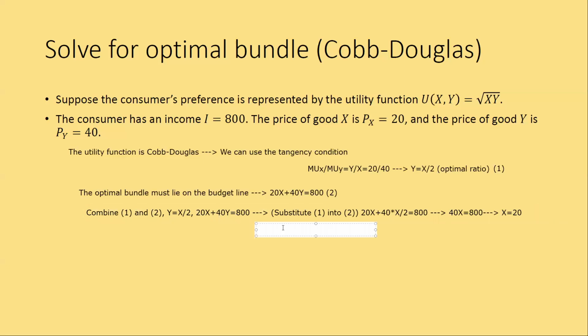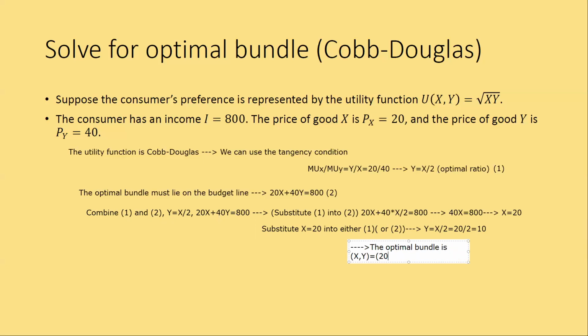Lastly, we substitute x equals 20 into either 1 or 2, because both of them have to hold for the optimal bundle. Let's say we substitute it into 1, which is simpler. We find that y equals x divided by 2, and x is 20. So y is 20 divided by 2, so the optimal y is 10. Combining all of those, the optimal bundle is x equals 20 and y equals 10.